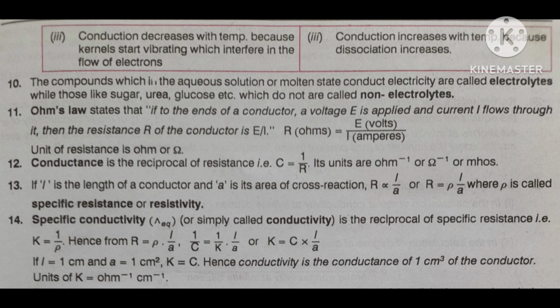And if you want to equate in terms of equality, then we have to multiply it by some constant. Then R is equal to rho L upon A. Then rho is a constant, and it is actually called specific resistance. And this specific resistance is also called resistivity. Then R is equal to rho L upon A, where rho is called specific resistance or resistivity.